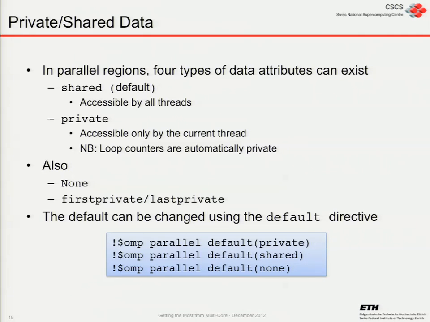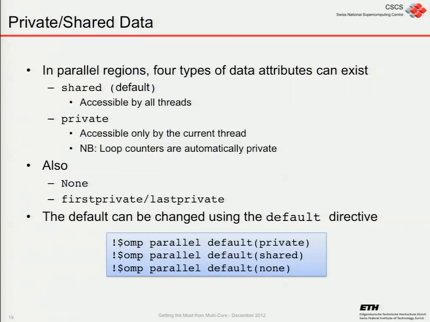But for some of those variables that already exist, you may want to say, actually, I want private copies for everybody. Loop counters are automatically private when we do for loops, do loops, and so on. We also have firstprivate and lastprivate. And we're declaring here what the default could be. We can also say we don't want any defaults. We want you, when you go around and declare a parallel region, to have to explicitly say whether a variable is private or shared.